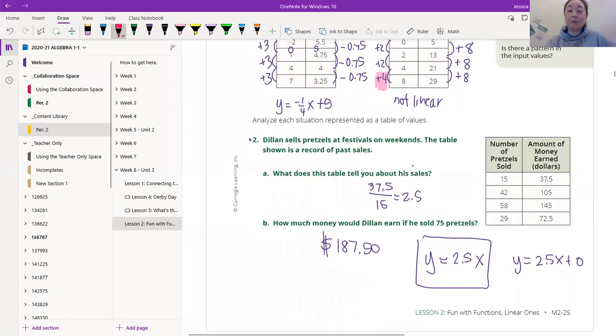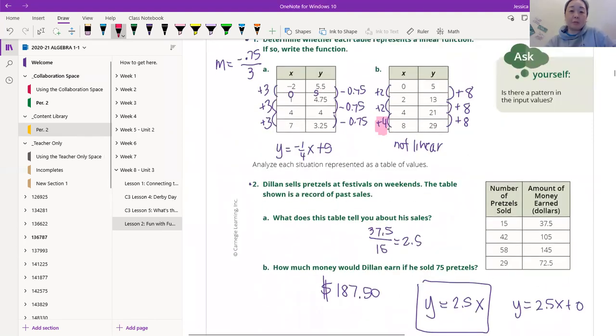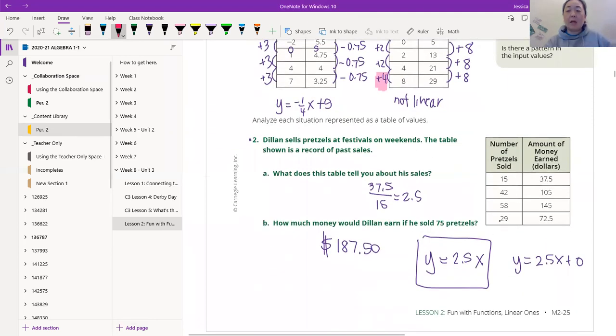And then now we're talking about Dylan. Dylan sells pretzels at festivals on weekends. The table shown is a record of past sales. So obviously these are not going to be in even increments like we have here. So then what do we do? Well, let's try this out. 37.5 divided by 15, that's 2.5. And 105 divided by 42, that's also 2.5.